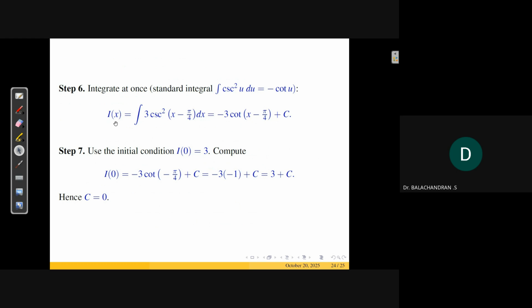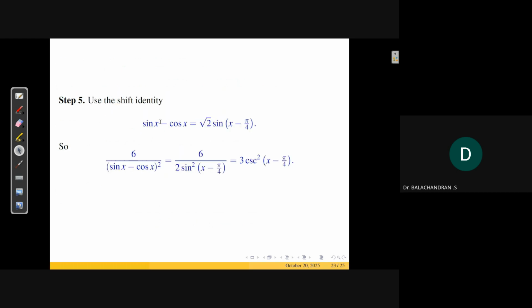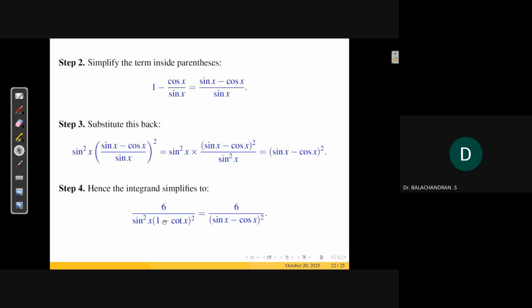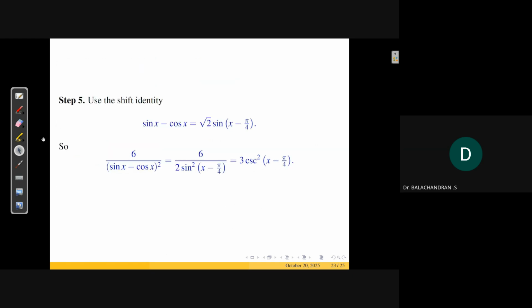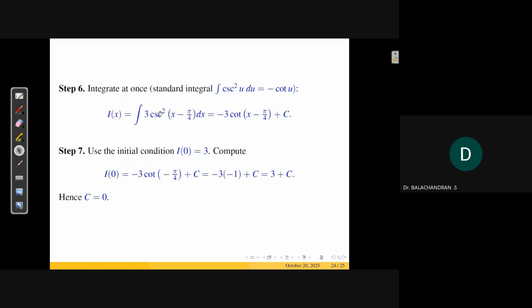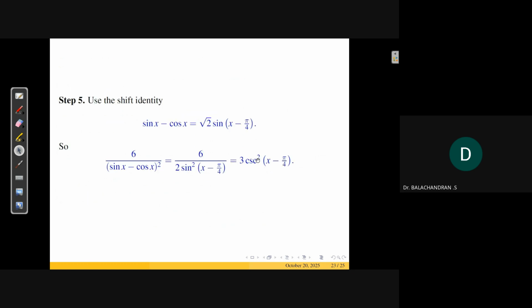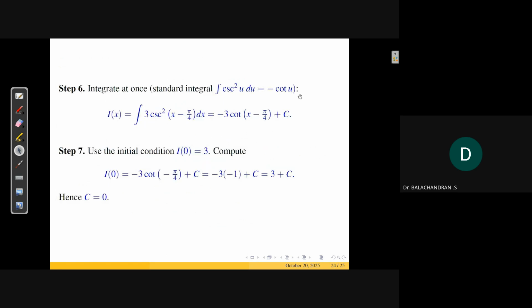So what is the integrand now? Originally this was the integrand; instead of this, I reduced it in terms of sine and cos like this. Now that term we wrote in terms of cosecant square. So the integrand is 3 times cosecant square of x minus pi by 4 into dx. If you integrate cosecant square x, you'll get minus cot x. Instead of x, we have x minus pi by 4, plus c.